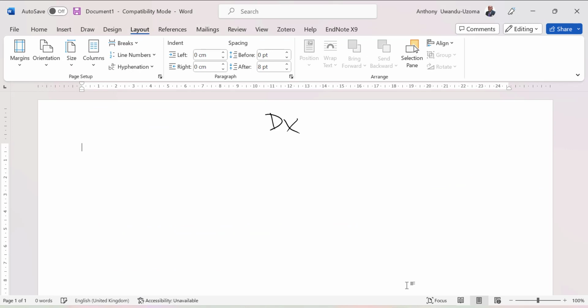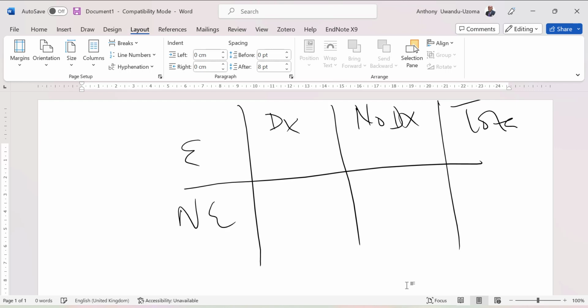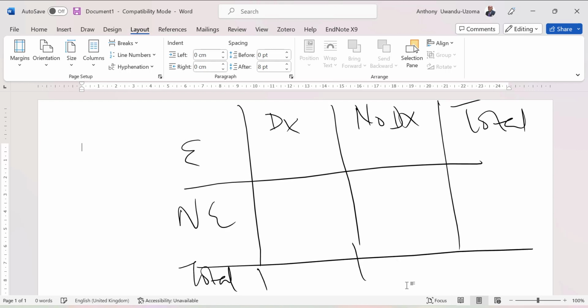So these are those that have the disease and those that don't have the disease. Now, this is those that are exposed and those that are not exposed. And then this is the total number, and the total number. So let's say we have 20 people that have the disease here, 30 people that don't have the disease, and then the total number here is 50.